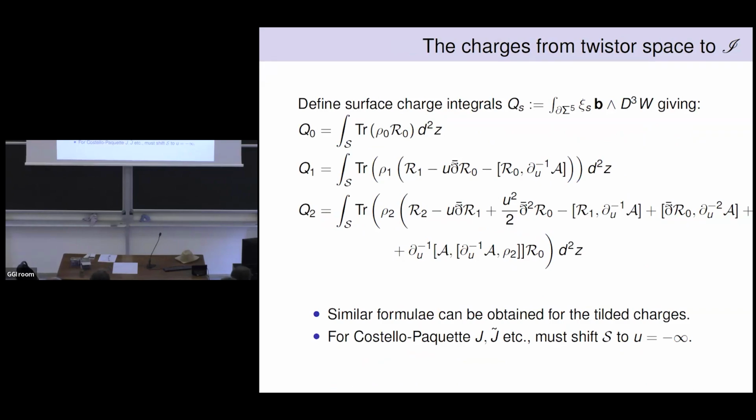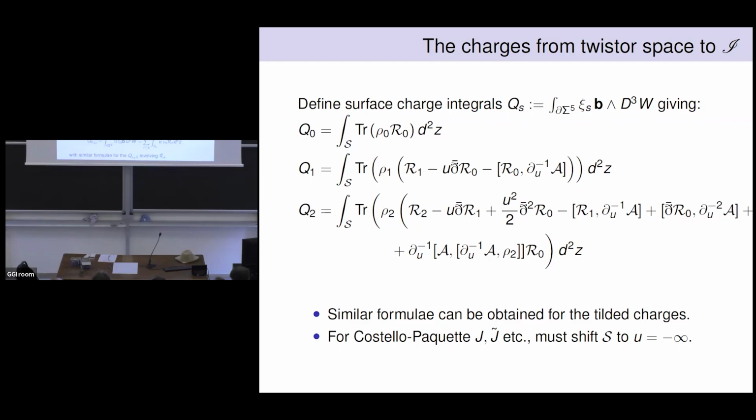Can I ask, when you mentioned the relationship with Costello's G tilde, you said there was no natural space-time interpretation. Did I get that right? Well, you could. I was maybe being a little bit rash there. In the first instance, no.